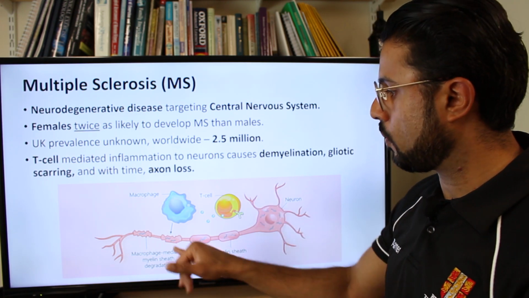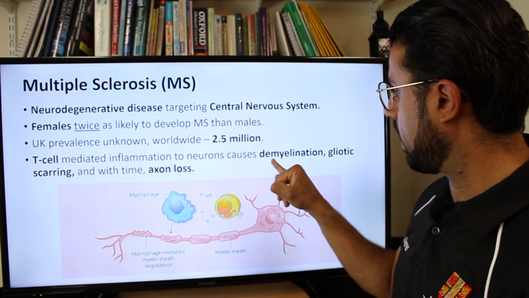Now, one of the key things is that when you have a loss in a myelin sheath, we call that demyelination.